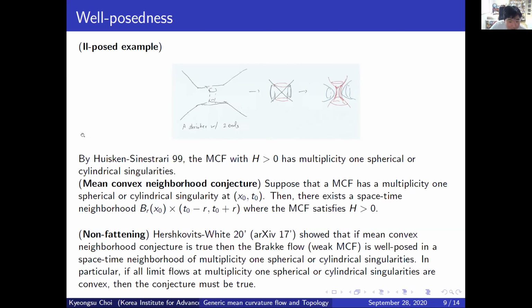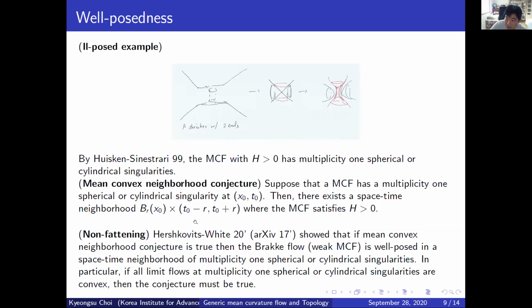Okay, anyhow. So to attack this well-posedness, I would like to recall the result of the pre-Kahn study I just mentioned. What they show is that mean curvature flow with positive mean curvature has multiplicity one spherical or cylindrical singularities. So this is very nice. Conversely, we can make a conjecture, the mean convex neighborhood conjecture, which is that if the mean curvature flow has multiplicity one spherical or cylindrical singularity, then there is some space-time neighborhood.